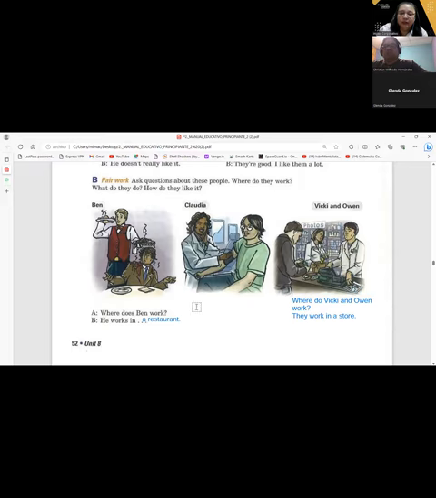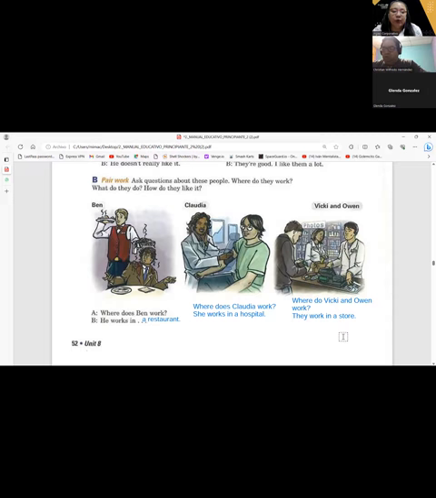And here in number two, the second picture, we have where does, because it is Claudia, only one person. Where does Claudia work? Yes, that's correct. You have it correct. Lo tienen correcto, por eso no se los mencioné. Y ella es, she works in a hospital. Excellent. In a hospital. Very well. She works in a hospital.